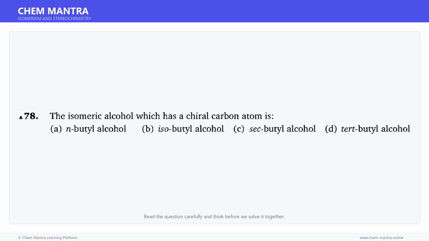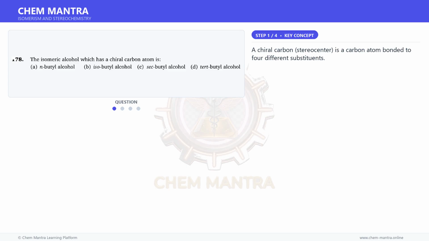Here is a question. Read it carefully and think about the answer. Let us solve it step by step. Let us first understand the key concept here. A chiral carbon, stereocenter, is a carbon atom bonded to 4 different substituents.